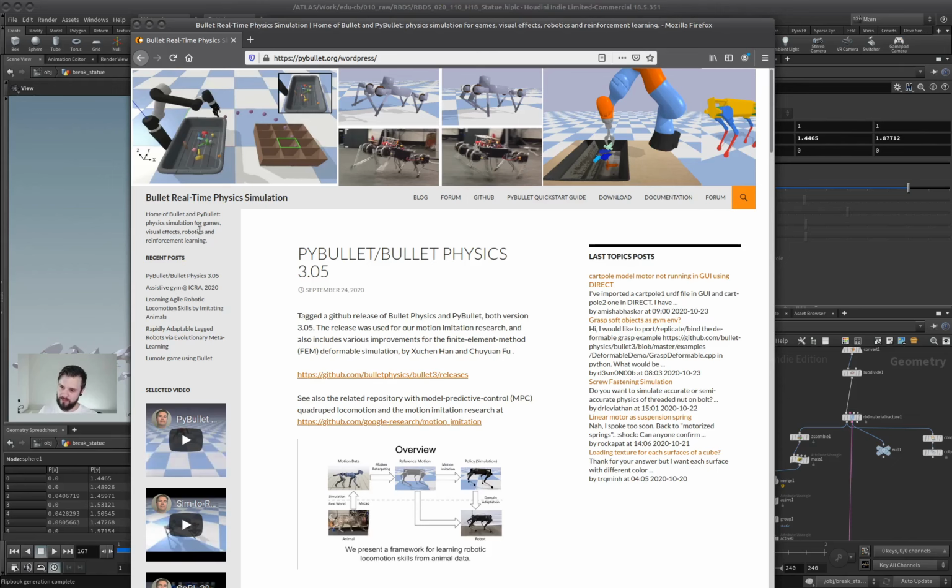Even on the next page, it says home of Bullet and PyBullet, physics simulation for games first, and then visual effects second, and robotics and reinforcement learning. So keep that in mind. This comes from a real-time background, and this explains a little bit the quirks and problems that come with it. That does not mean, by the way, that it will always be real-time in Houdini. It just means that, again, speed was more important for the programmers than accuracy.